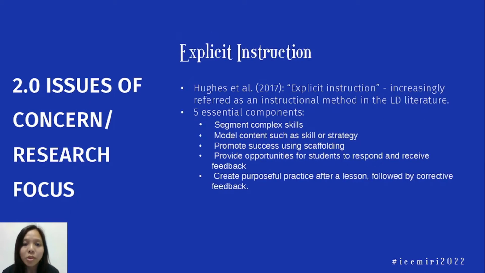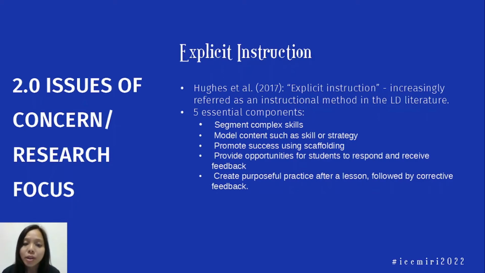So, while researching more on instruction for learning disabled students, I came across this theme, which is explicit instruction. Hughes and others mentioned that explicit instruction is increasingly referred to as an instructional method in the learning disabilities literature. So for EI, explicit instruction, there are 5 essential components, which are, first, segment complex skills. A complex skill will be segmented into chunks of little subunits, where each of them will be taught separately but accumulatively.